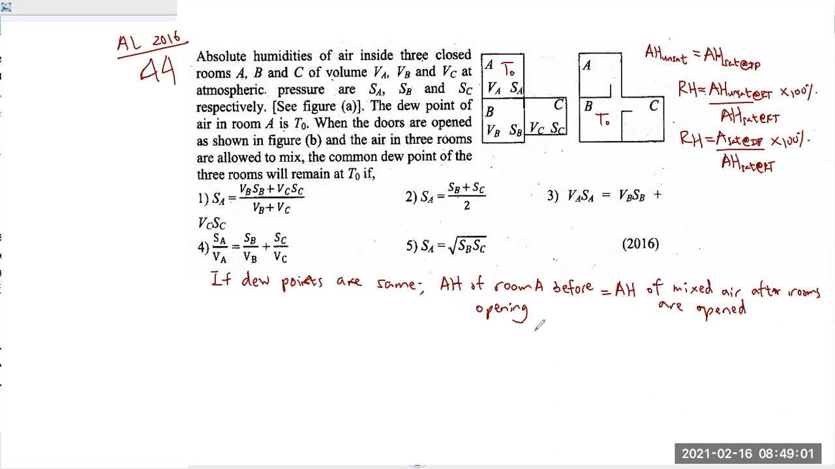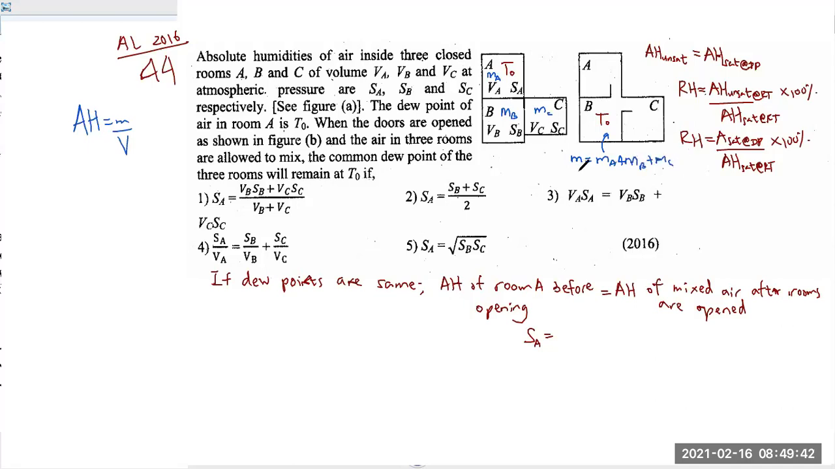They have given that it is SA. All right, fine. And what is the absolute humidity of the mixed air? How do you find it? The common equation for absolute humidity is mass over volume: total mass of water vapor divided by total volume. I'll take the mass of water vapor inside room A as MA, inside room B as MB, and inside room C as MC. So in the mixed air, what is the total mass of water vapor? That will be MA plus MB plus MC.